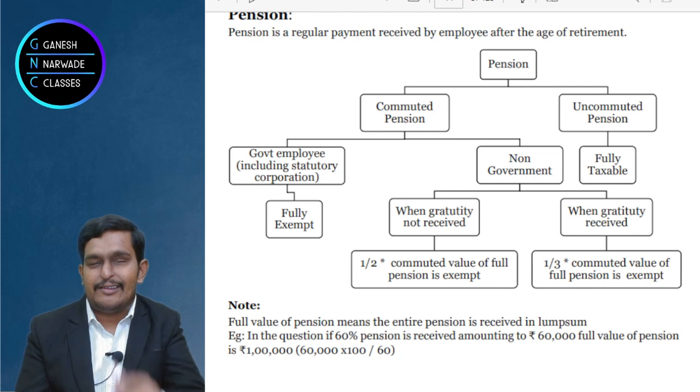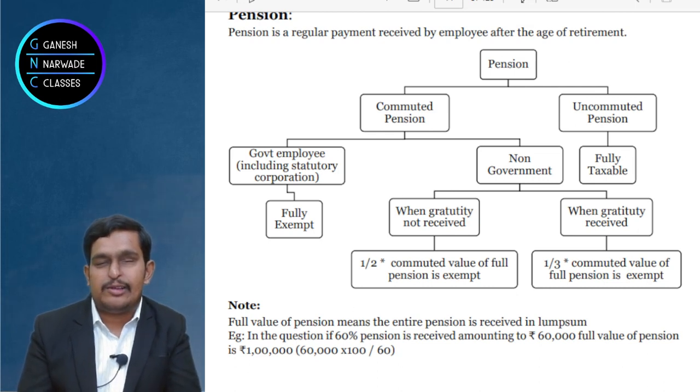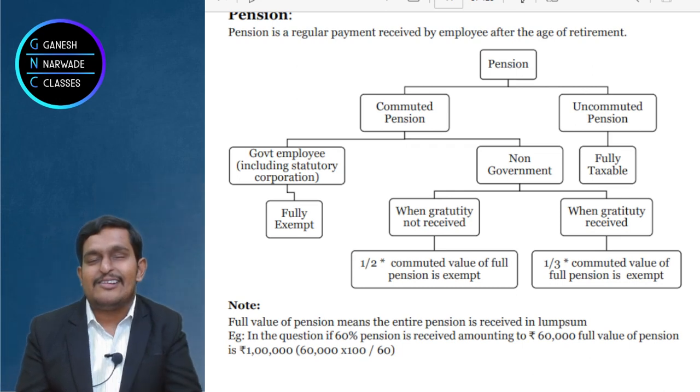You see it's given 60% commuted, you received 60,000. Then simple. 100% how much? It is 1 lakh, right? That you can see on your screen.